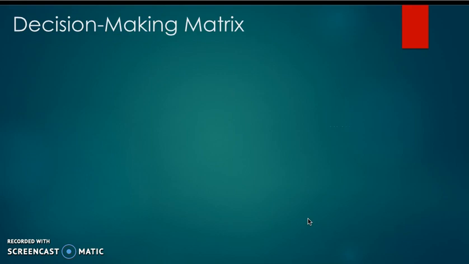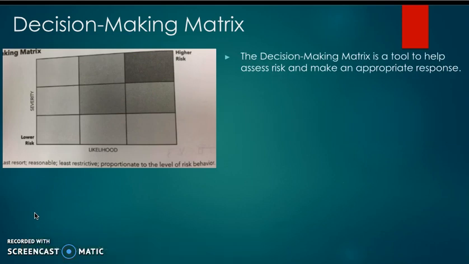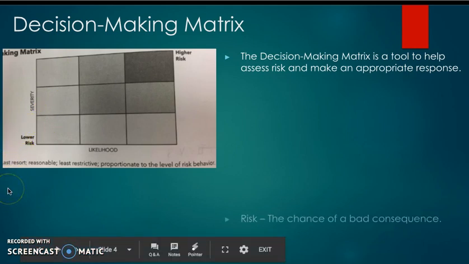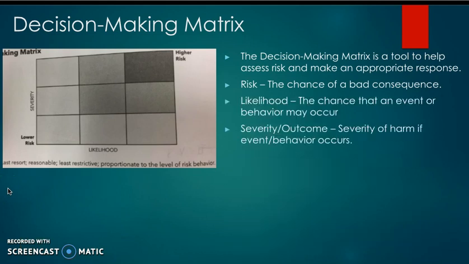The decision-making matrix will determine which level of intervention that we use. If you look, down here is the least risk, medium risk, and our higher risk behaviors. It's a tool to help assess the risk and make an appropriate response. So the likelihood of something happening and the severity or outcome of the behavior. The risk is the chance of the bad consequence. Our likelihood we just went over, as well as the severity or outcome of the event.